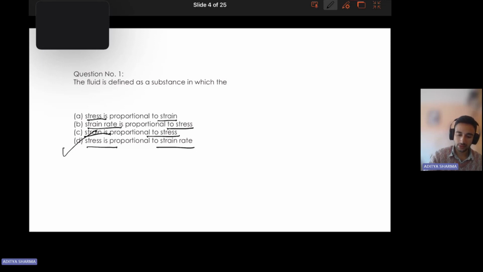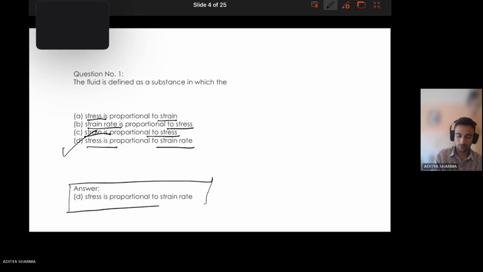Okay, so let's see the answer. So yes, the answer is option D. So this option of ours is correct. Then let's move on to the next question. This question is over.